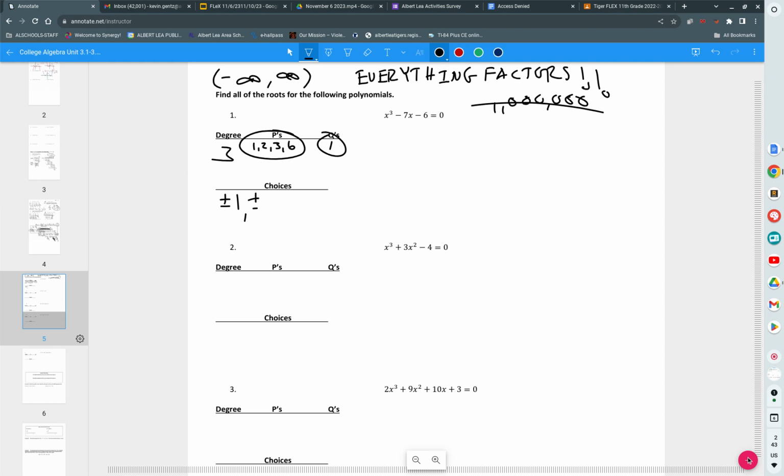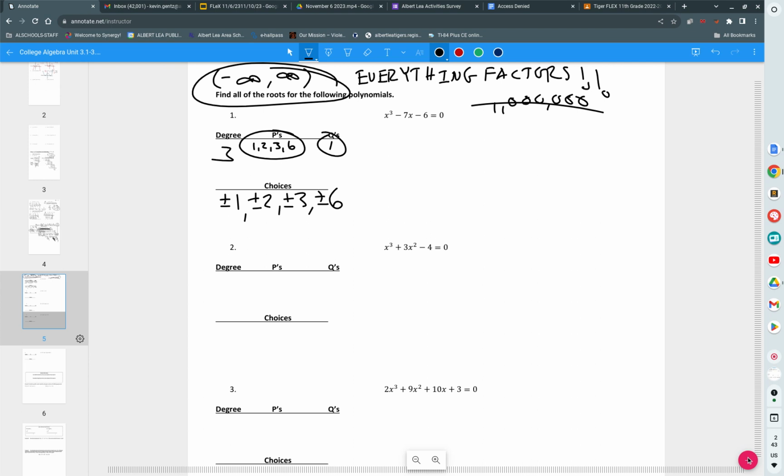2 divided by 1 is 2. 3 divided by 1 is 3. And 6 divided by 1 is 6. See, we took an infinite set of numbers and we said we're going to cut it down to just 8. That's pretty impressive. So now you choose one from here.